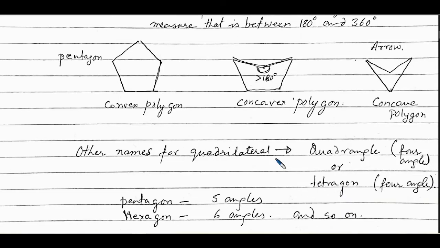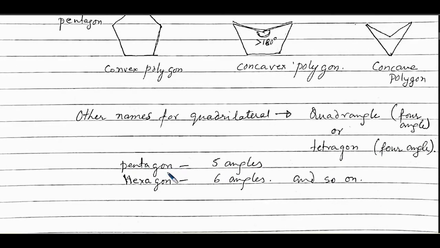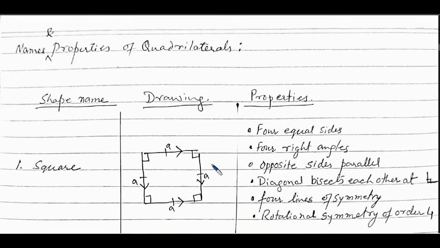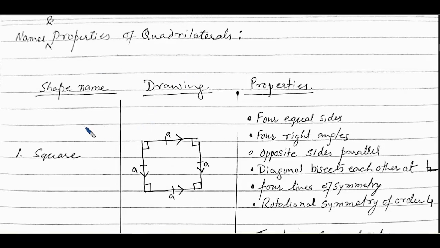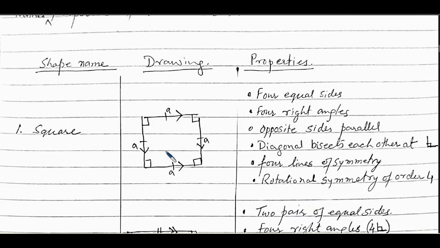Other names of quadrilateral are quadrangle, 4 angles, or tetragon. If it has 5 angles, you call it a pentagon. If it has 6 angles and 6 sides, it is called a hexagon, and so on. So, names and properties of quadrilaterals. There are some names of quadrilaterals, like the square. I will come into detail.